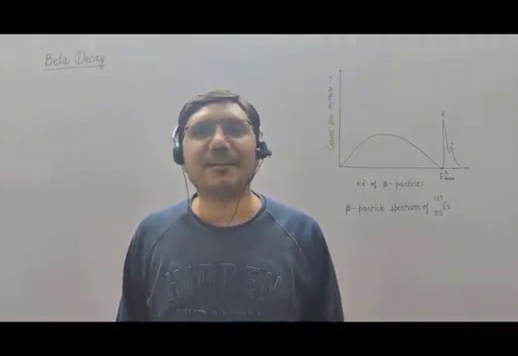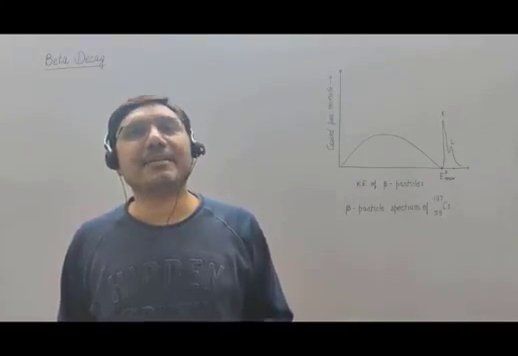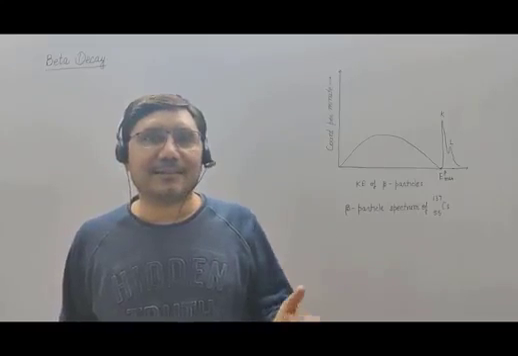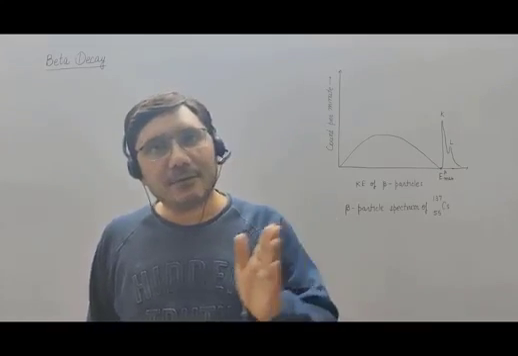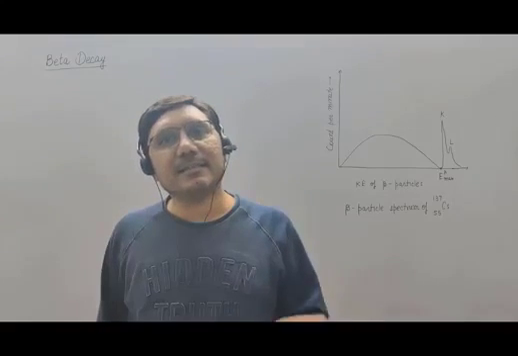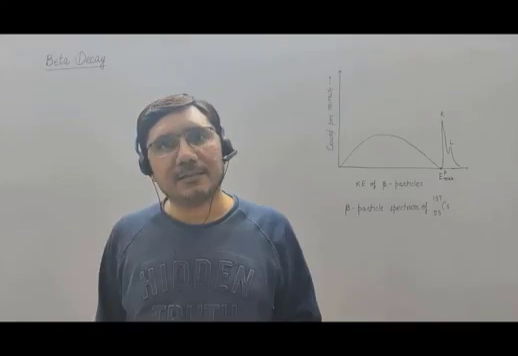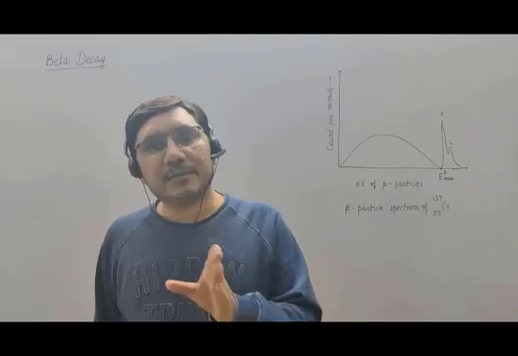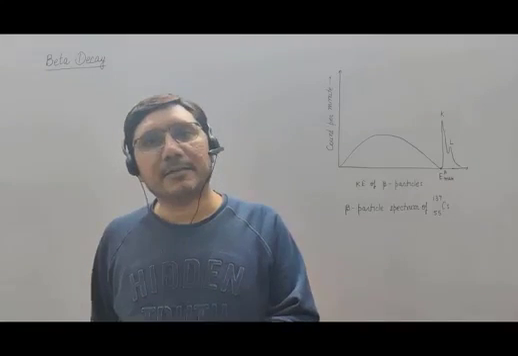Hello students, today we are going to discuss the beta decay process. First we discussed the alpha decay process. Now we are moving to the beta decay process. Beta decay is a radioactive decay process in which beta plus particles or beta minus particles are emitted.